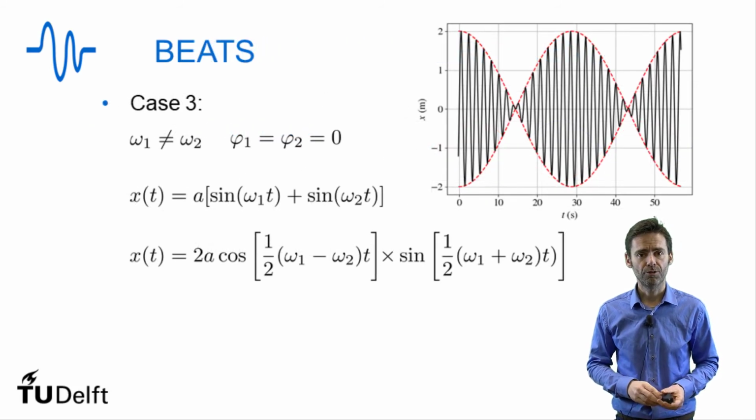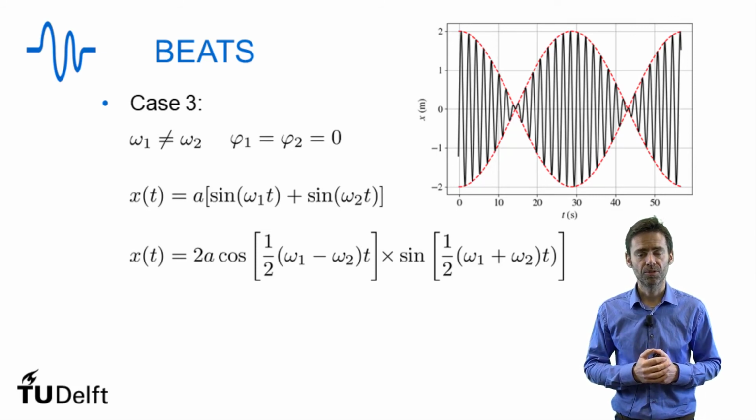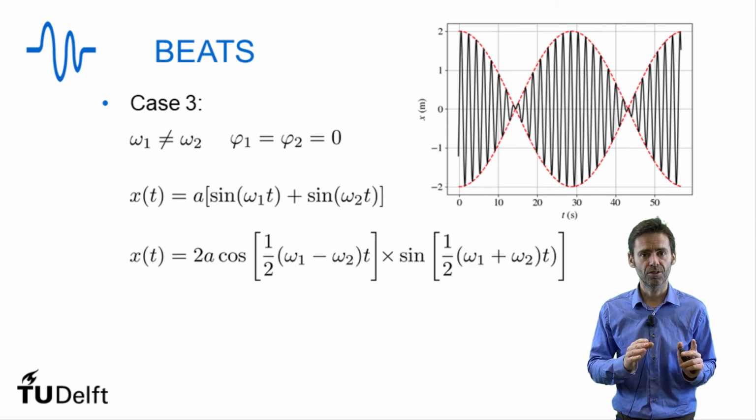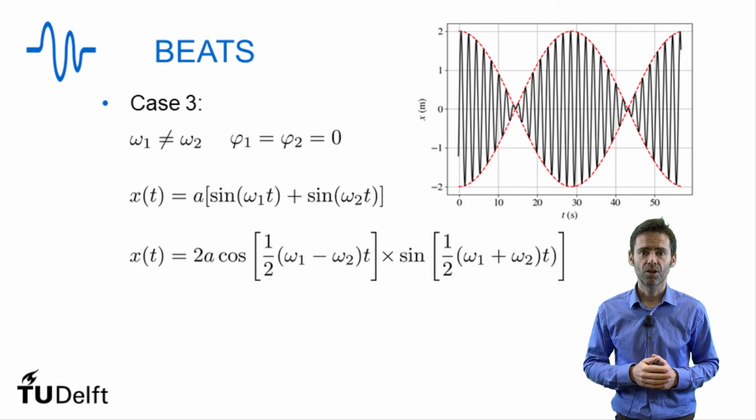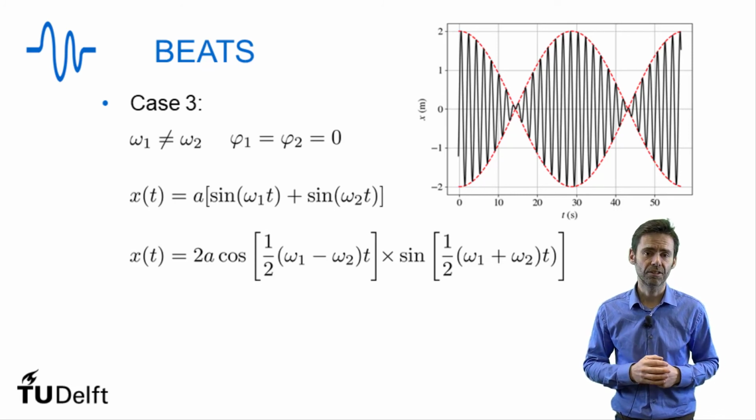Now finally, if you add two oscillations together that have the same phase and the same amplitude but a different frequency, then you get a phenomenon called beats. You can use your trigonometry to derive this entire function that is being shown here. What it essentially means is that you get a product of two harmonic functions, a cosine and a sine, with the cosine having a difference frequency, omega 1 minus omega 2, and the sine having a sum frequency, omega 1 plus omega 2.